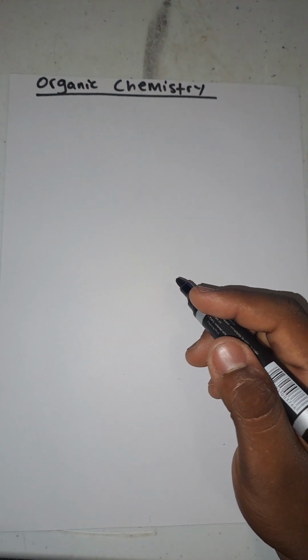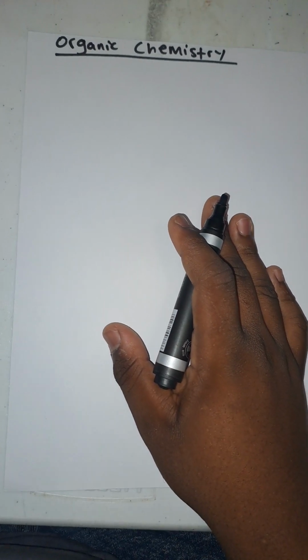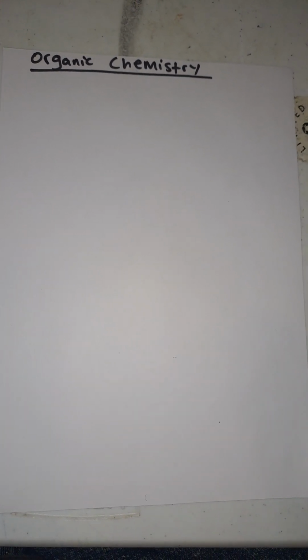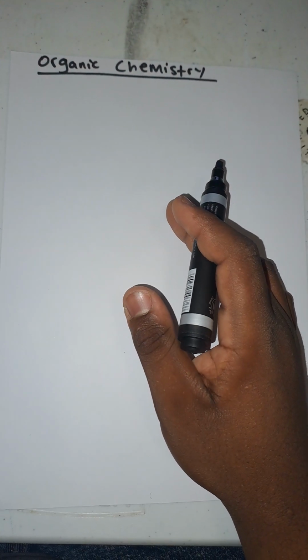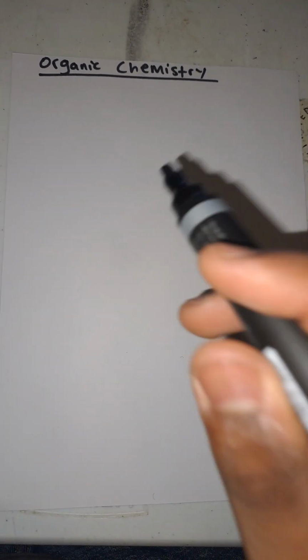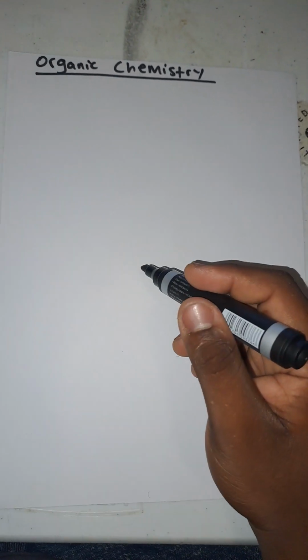Today we're doing organic chemistry, an interesting topic. Organic chemistry is the chemistry of carbon compounds in living and non-living systems. What we have to know is that organic molecules are molecules containing carbon atoms. While we're at it, let's talk about chemical bonding.